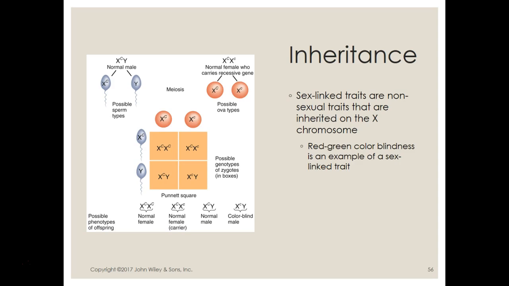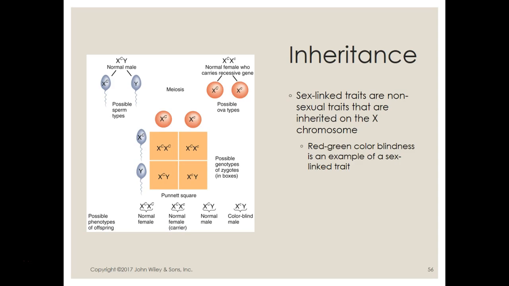So color blindness is one example of these sex-linked disorders. It's actually the red-green color blindness that is the most common type of color blindness. So this condition is characterized by a deficiency in either the red or green cones that are responsible for color vision in the eyes.